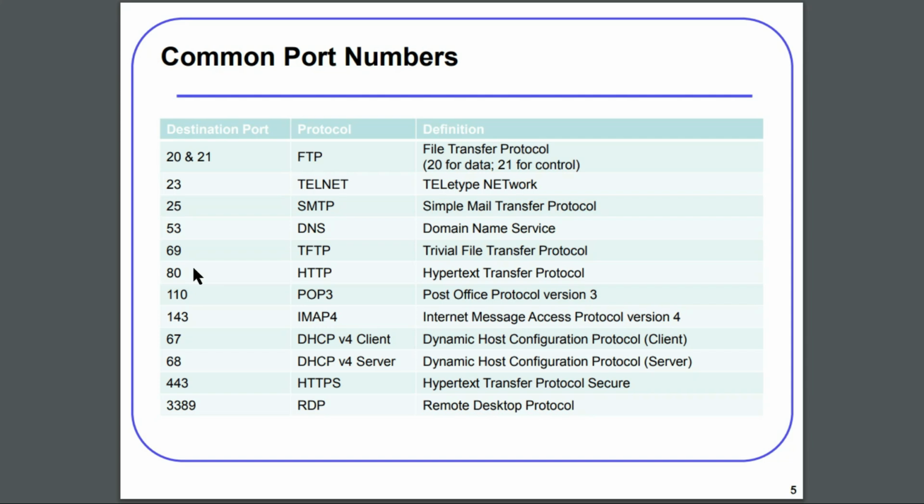Port number 80 is used for HTTP, hypertext transfer protocol. Port 110 is used for POP3, post office protocol version 3. Port 143 is used for IMAP4, internet message access protocol version 4. Port number 67 is used for DHCP version 4 server, dynamic host configuration protocol. Port 68 is used for the DHCP version 4 client. Port 443 is used for HTTPS, hypertext transfer protocol secure. Port 3389 is RDP, remote desktop protocol. So next, check the next slide.